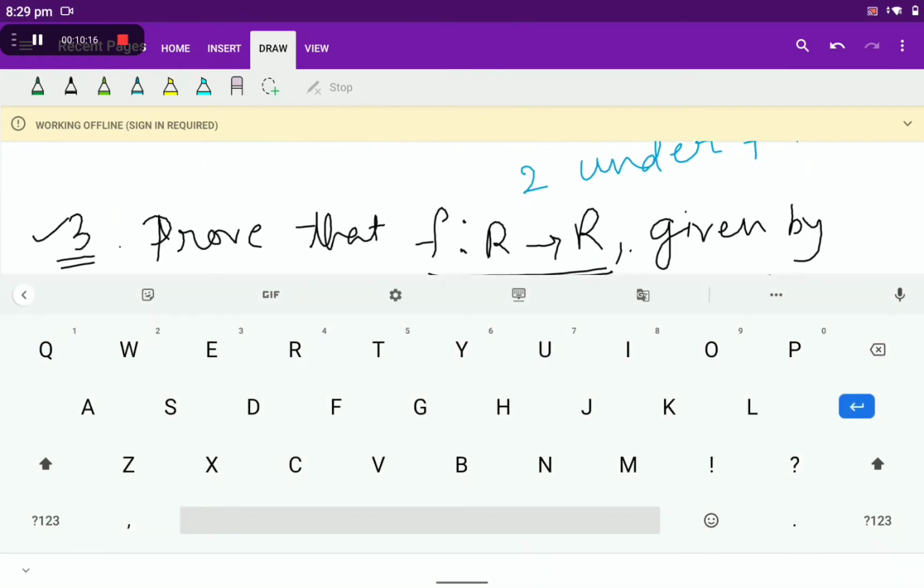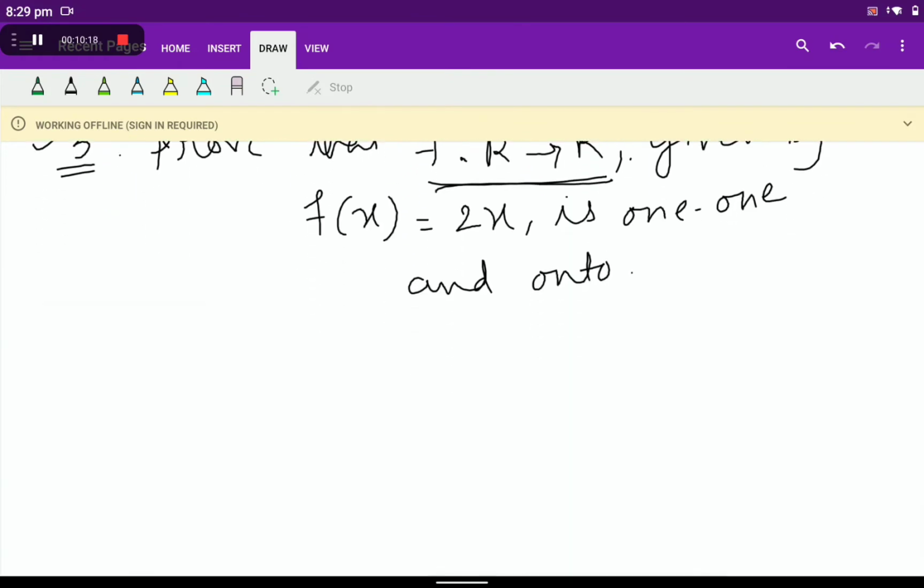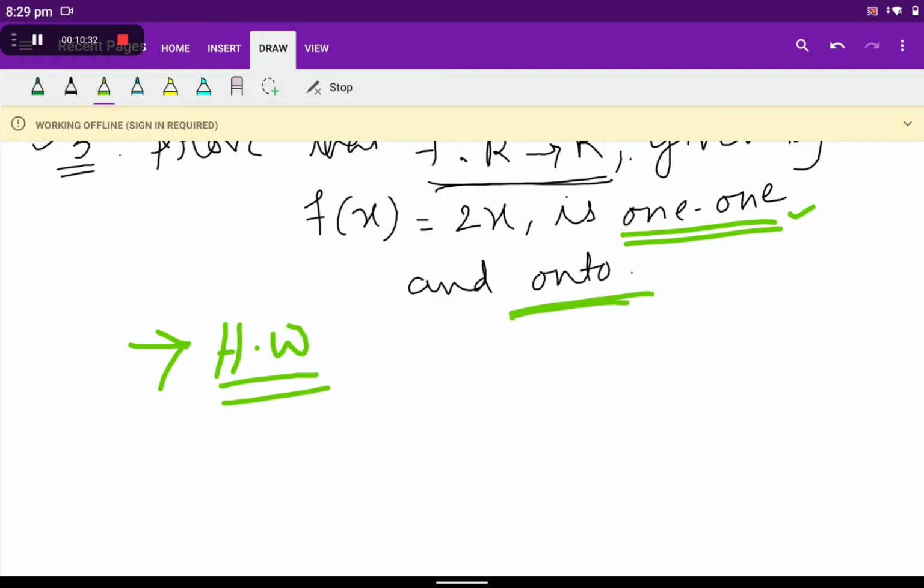So this is your homework. I have 1-1. The proof of 1-1 is clear, because the same answer will be written, but for surjectivity there is a small change, and so you will try it. Okay, and I hope you will be able to do it. Now move to the next problem.